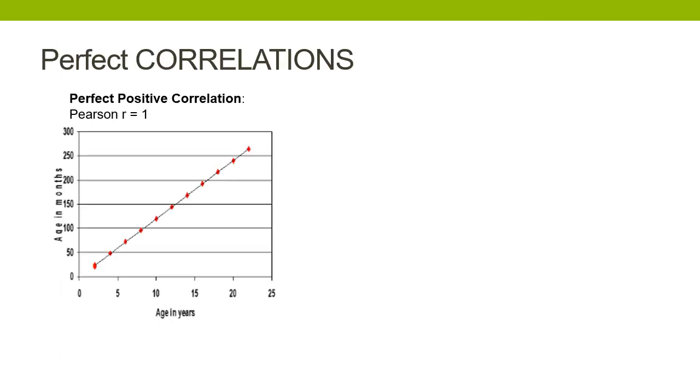Perfect correlations look exactly like this, because there's only one depiction. Every single point has to be exactly on the line. In this case, the example given is age in years and age in months. If you know somebody's age in years, you can exactly know what their age in months will be. And so the relationship is perfect. You can perfectly predict every time, and the R value will be 1.